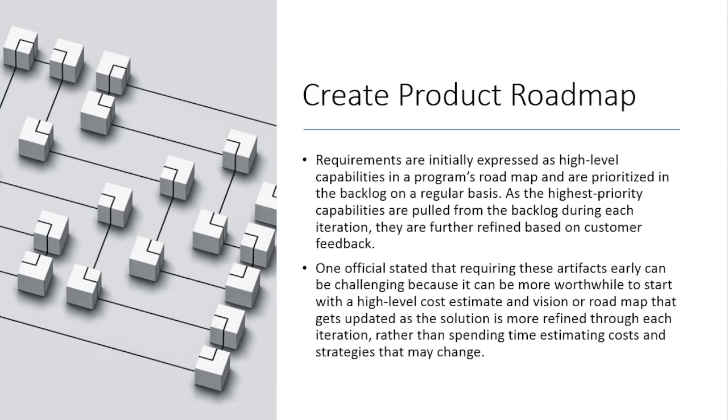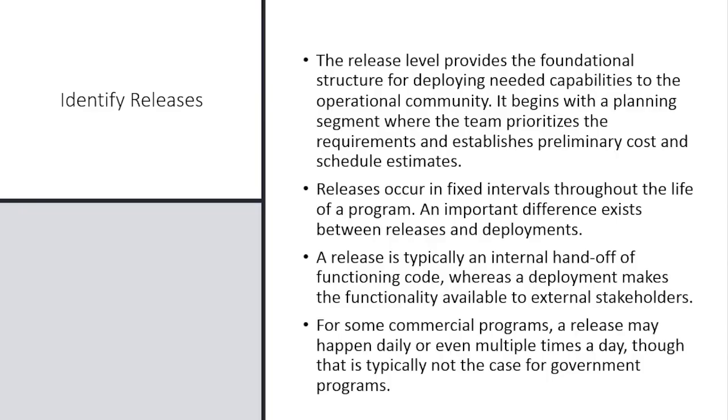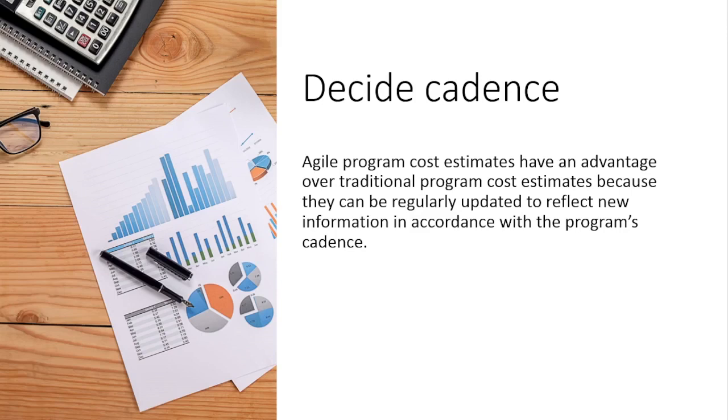One official in government stated that requiring these artifacts early can be challenging because it can be more worthwhile to start with a high-level cost estimate and vision or roadmap that gets updated as the solution is more refined, talking about the world of Agile now. Another thing I talked about is identifying releases. So it's one thing to do an iteration that produces some increment, but it's another thing to understand when to release those increments. Another topic to talk about in the world of Agile is deciding a cadence.